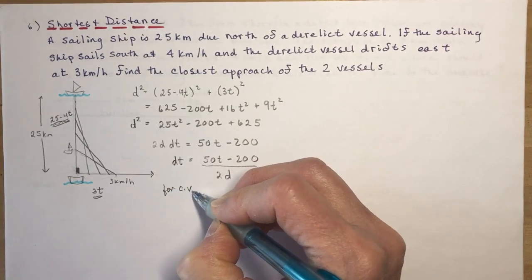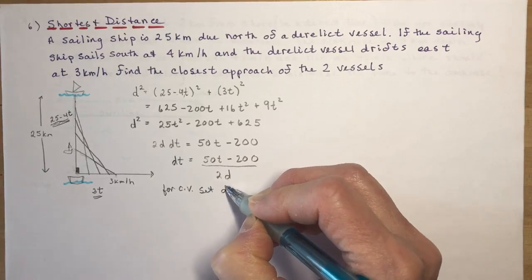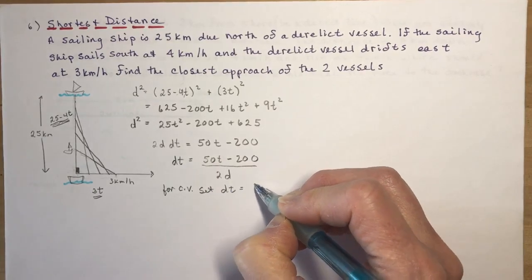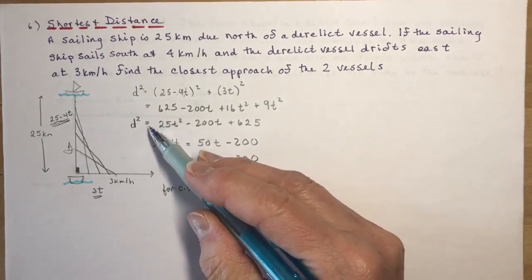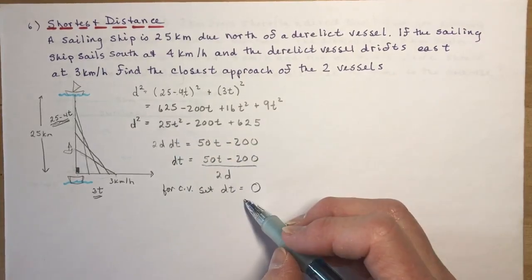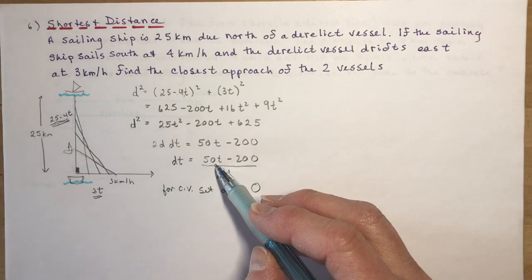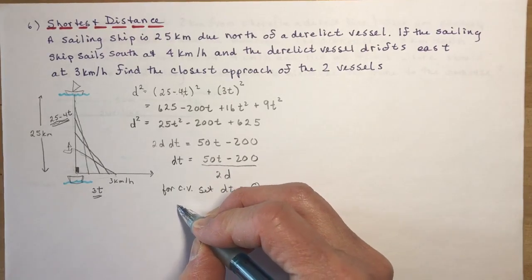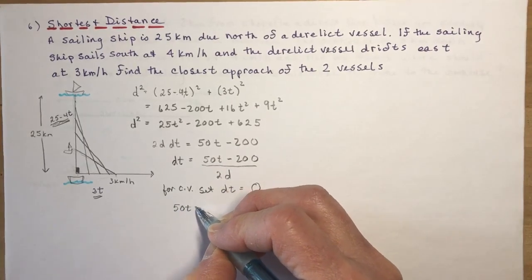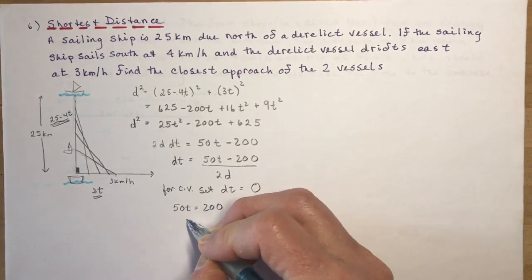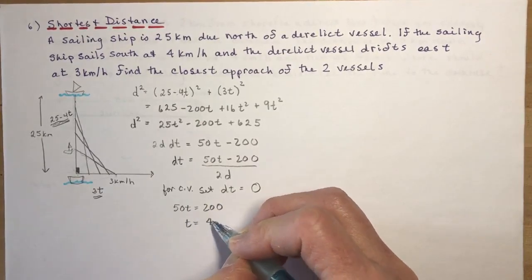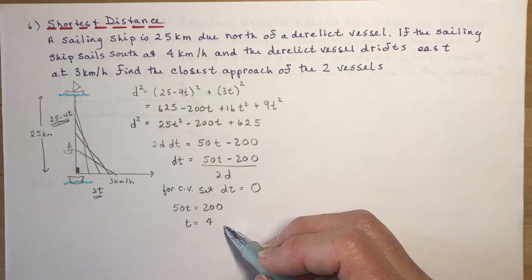Now, as you know, when I go to find the critical values, I'm going to set d prime equal to 0, 2d d prime. I only need to know what makes the numerator 0, and of course that would be very easy to solve. 50t is equal to 200, so t is equal to 4. So that means they're going to be the closest after 4 hours.